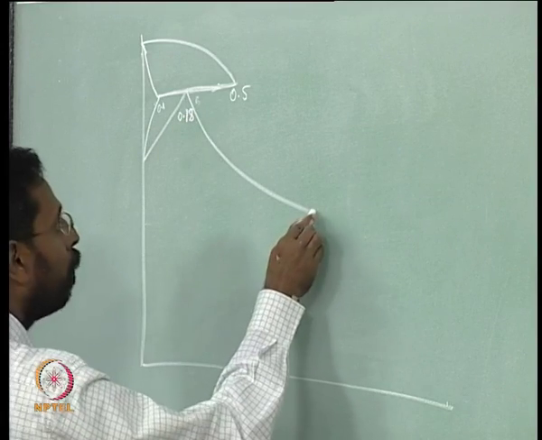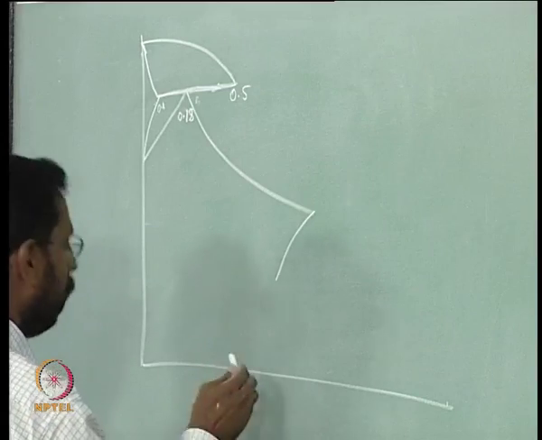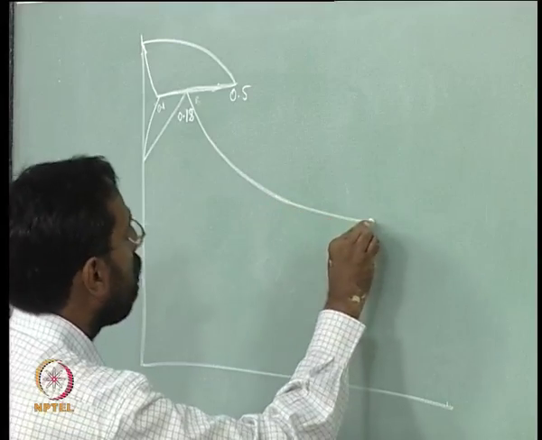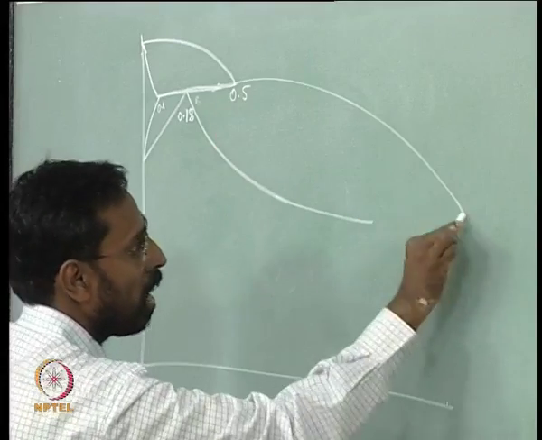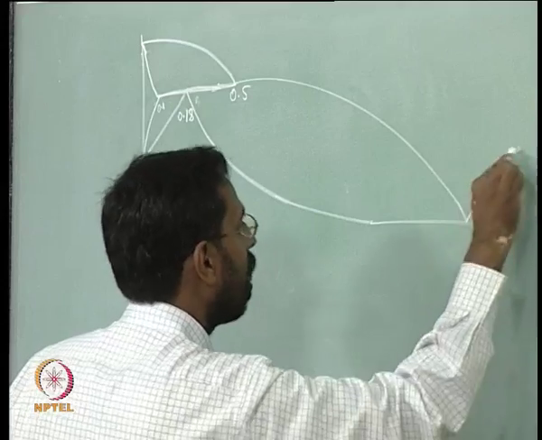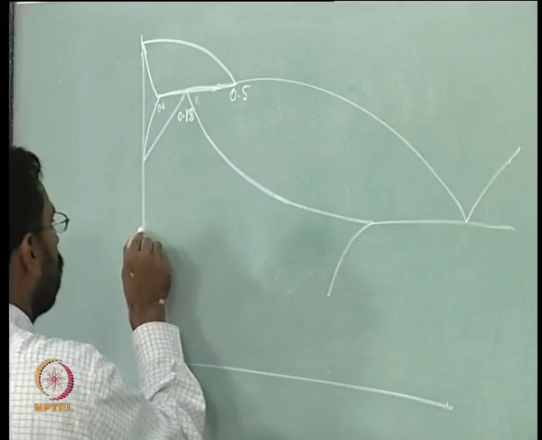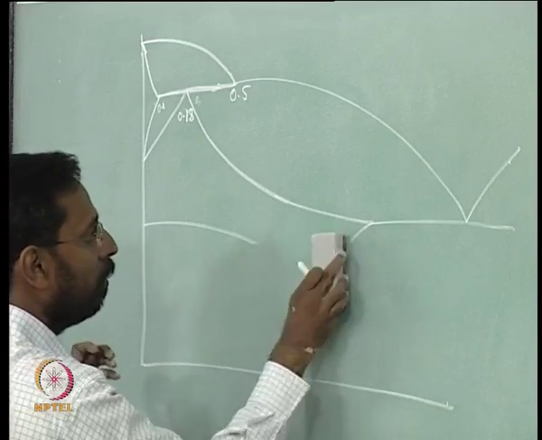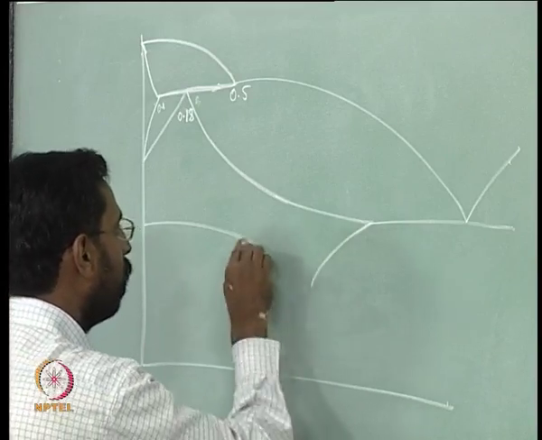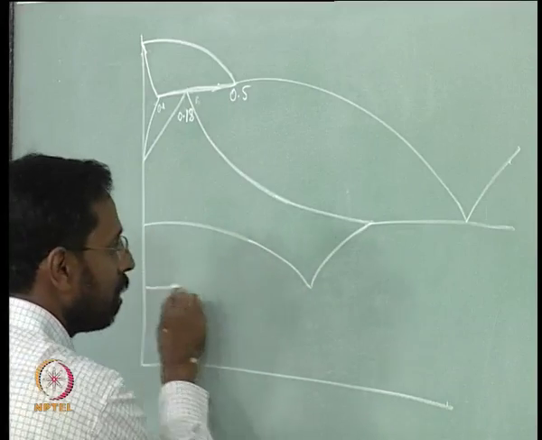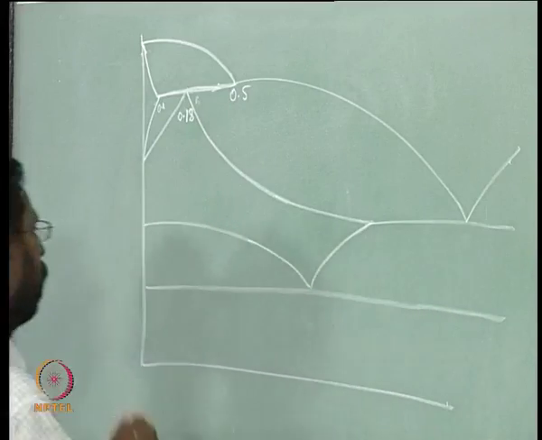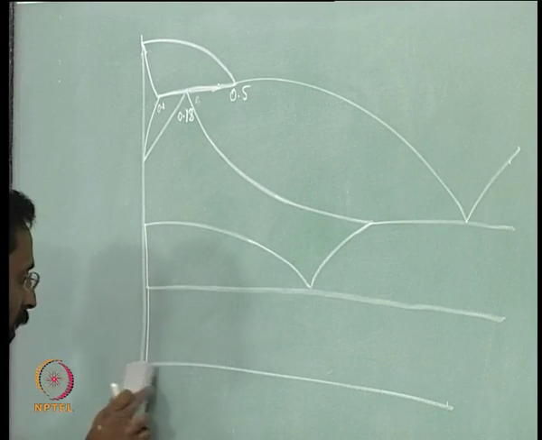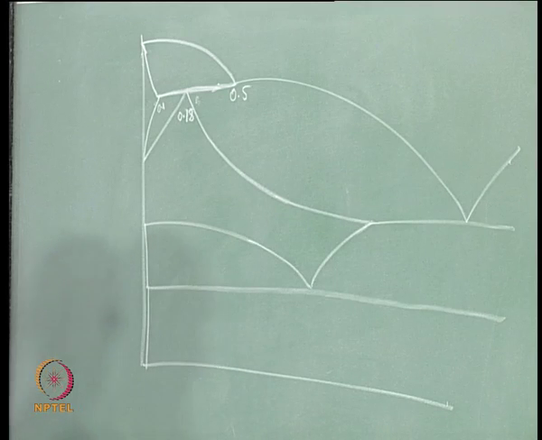So now come back to 0.8 again. There is a problem here. So something like this, we will draw it something like this. Fine. To some extent we have tried, we cannot really try to a great extent.